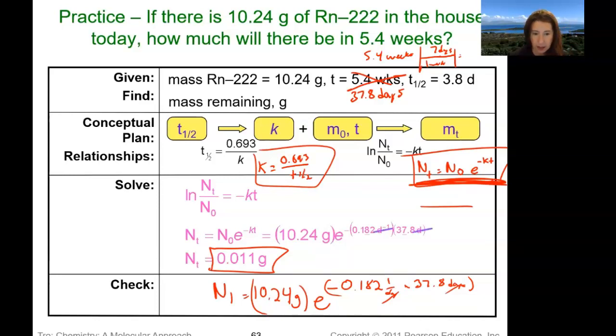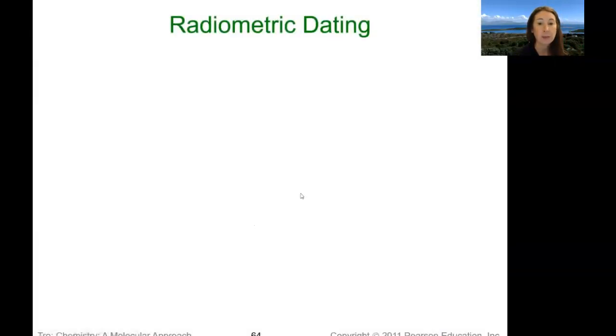And then our days cross out. If our half-life is 3.8 days, like 4 days, then 5 weeks is like 10 half-lives. So if you divided your amount by 2 ten times, that makes sense, right? It would be about 0.01 grams. So it makes sense. Okay, so that's how we do our half-lives using our first order rate reactions from kinetics that we learned last semester.